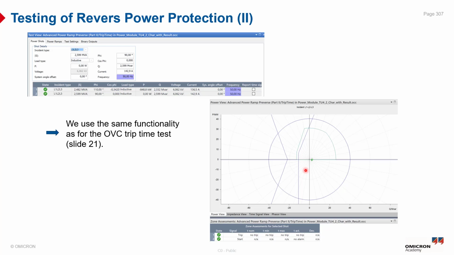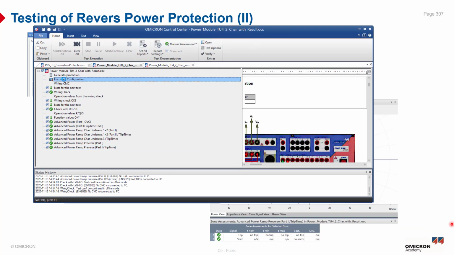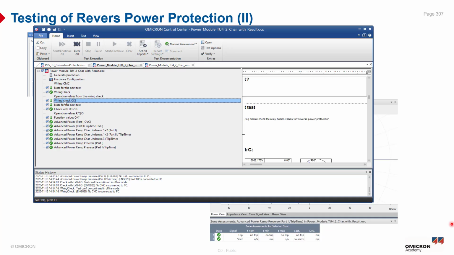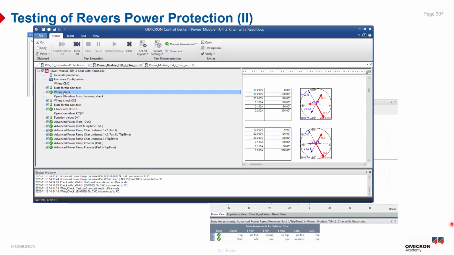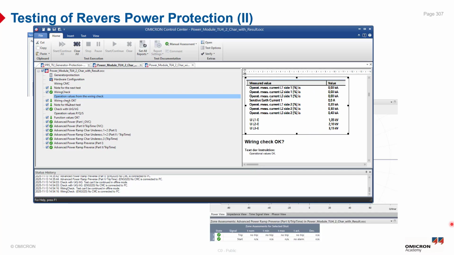So we will now open the OCC file, and I will give you an overview of how to define and how to test different functions using the advanced power module of the Test Universe. You can see here the OCC file using the advanced power module to test different kinds of protection functions. Simply, first you need to do the wiring check, and you can also take a snapshot from the relay HMI to be printed out in your test result.